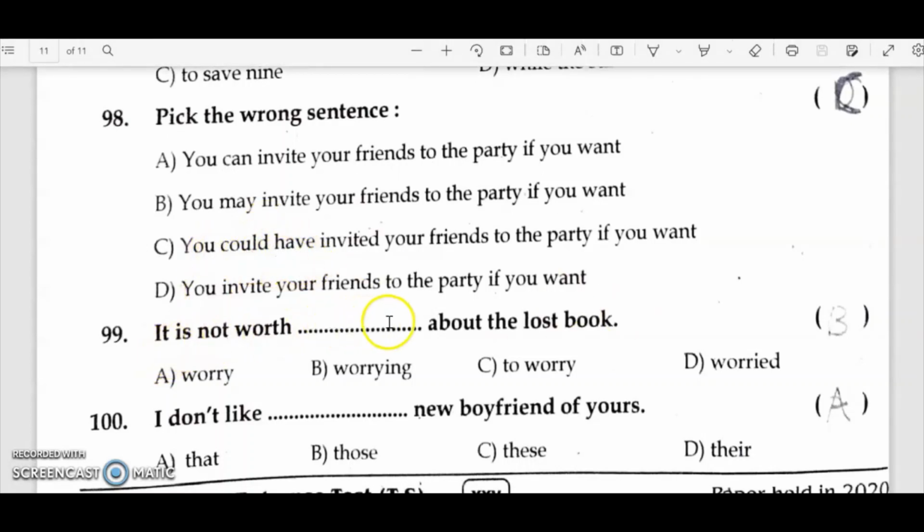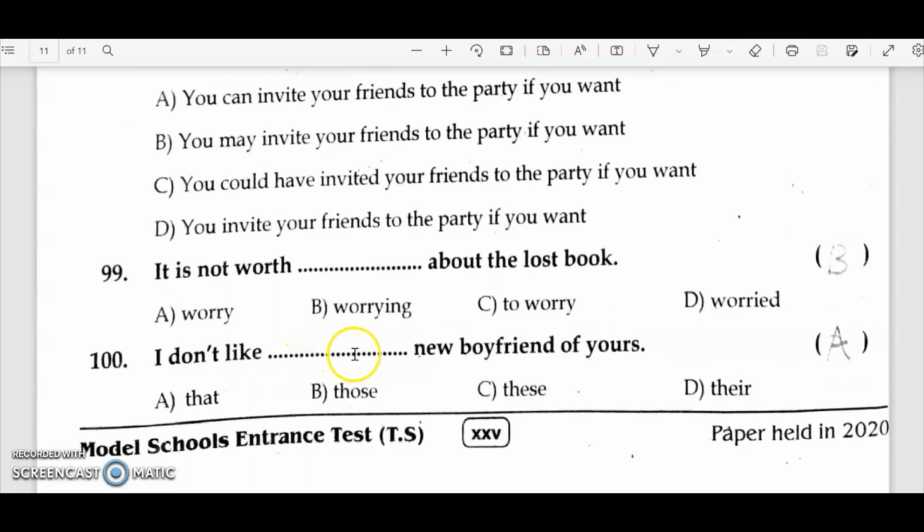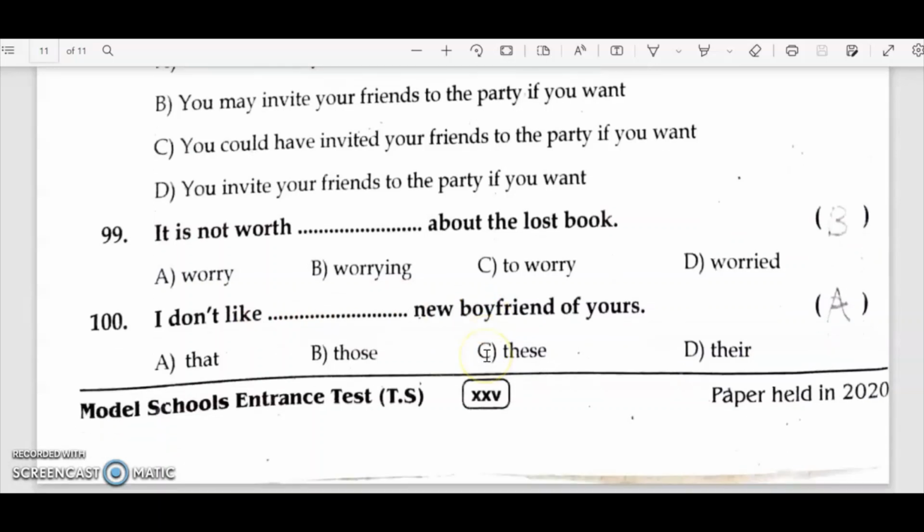It is not word dash about the book. It is B. Worrying. I don't like the new boyfriend of yours. So the answer is: I don't like that new boyfriend of yours.